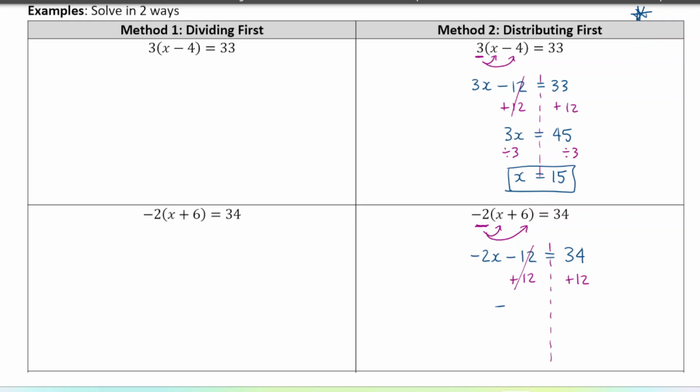So I'm left with -2x equals 46. And then I'm going to do the opposite of multiplying by -2, which is what's happening to the x, which is dividing by -2. And I get x equals -23.